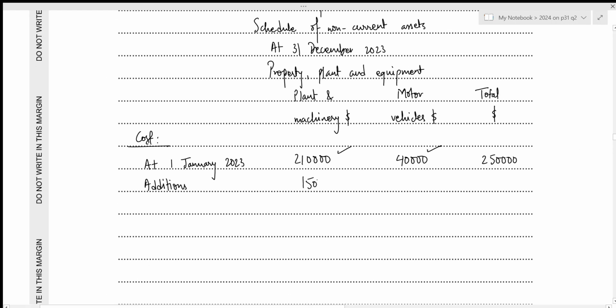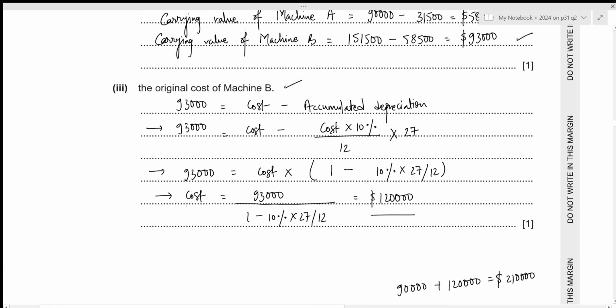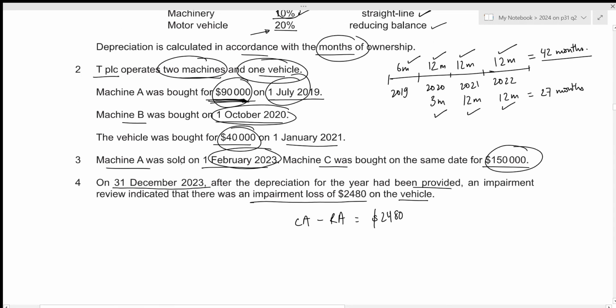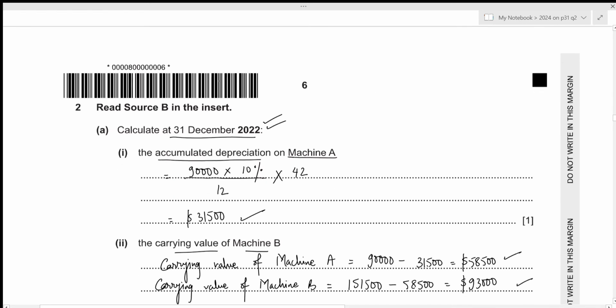And there is no addition for motor vehicle. So the total will still be 150,000. Then if there are any disposals during the year, we need to remove the cost of the disposed non-current asset as well. And at the date of purchasing machine C, machine A was also sold. So now we need to remove the cost of machine A. We can see that the cost for machine A was 90,000. So we just need to subtract it.